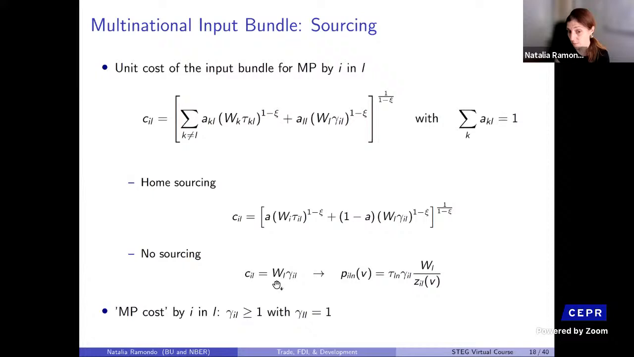Okay, so if you do that, then this p_iln for good v is just the wage divided by the productivity in that location, and then you pay an MP cost, I'll say something else in a second, and the tau, the trade cost to ship from l to n. So this MP cost is introduced as an iceberg cost, and think about it as an efficiency loss of using a technology in a location that is different from the one where it was created. Okay, so gamma_il is bigger than one, like trade costs, but it's equal to one if you use that productivity draw in the location where it's originally from. So we will call it MP cost.